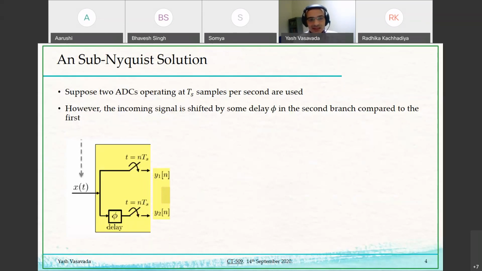So what they do is they take this x of t, which is a composite of two signals whose center frequencies are assumed to be known. The same signal is passed through two branches. On this branch, they put an A to D converter. On the second branch, they put an identical A to D converter. Both these A to D converters are operating at B samples per second, or sampling duration is 1 over B, as it is shown here. And so the output of those two samplers are the time domain sequences Y1 and Y2. And then the only change, the new thing that this paper does, is it puts a delay on the second branch.